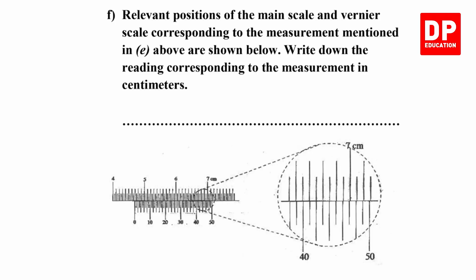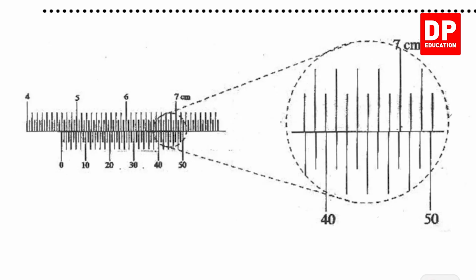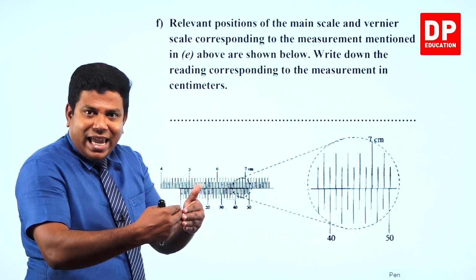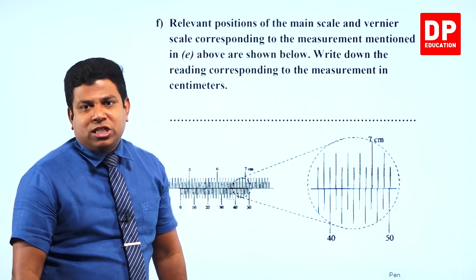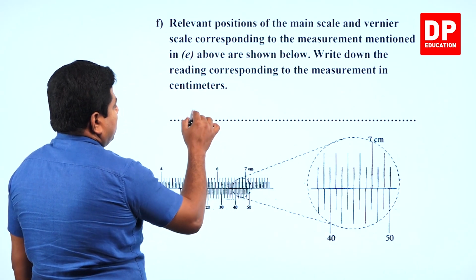Next. Relevant positions of the main scale and vernier scale corresponding to the measurements mentioned in E above are shown below. Write down the reading corresponding to the measurement in centimeters. Right. See, first we will see where the 0 is. 4, 4.1, 4.2, 4.3, 4.4, 4.5, 4.6, 4.65 it has crossed. That's what you have to see. What is the last main scale line that the 0 of the vernier has crossed? So 4.65 it has crossed. They are asking in centimeters, right? So this is in centimeters.